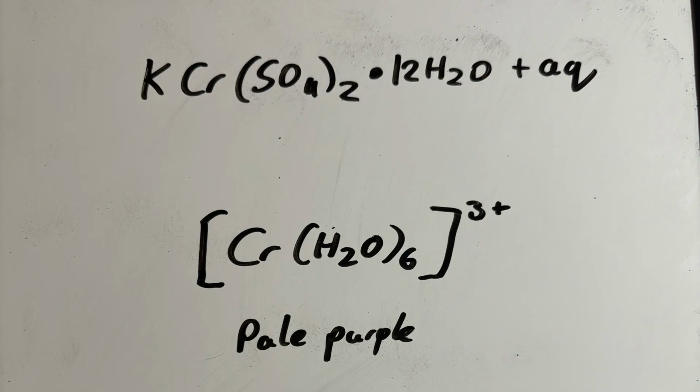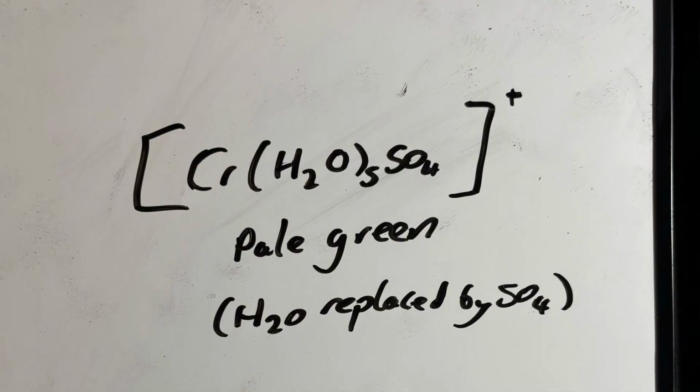Now, when you take this hydrated complex ion and you dissolve it in water, you change it to a pale purple. Now, it's important to note this is different to this complex ion, which is pale green, and their H2O has been replaced by one SO4.